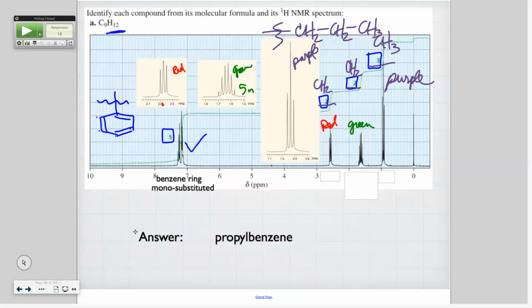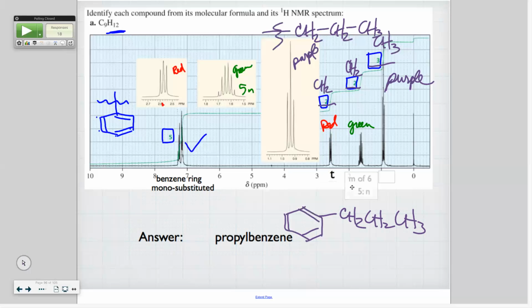Okay, the answer is propylbenzene. I guess I didn't draw the structure, whatever. Thought I'd selected that. Okay, so here's my benzene ring, and it has CH2, CH2, CH3. Remember that this carbon right here, there's no hydrogens on it, right? So we're not adding another neighbor to that CH2. It's still going to be that nice little pretty triplet.